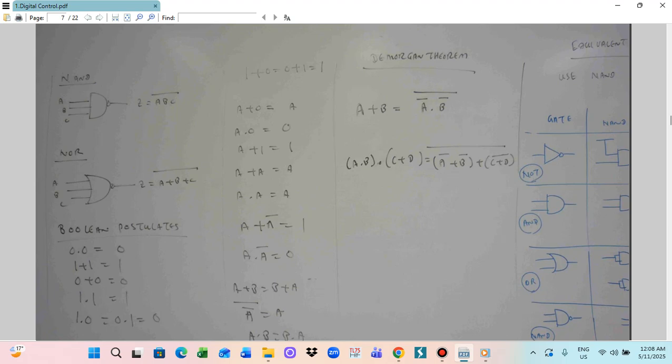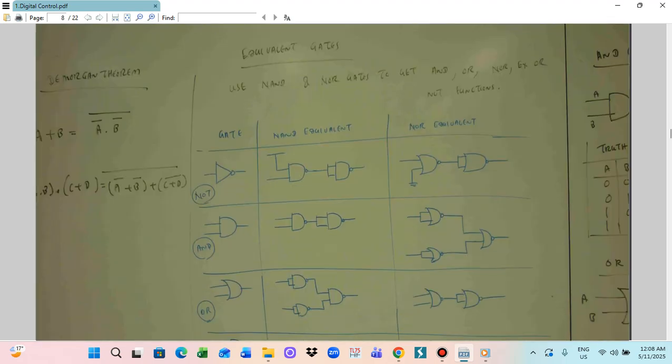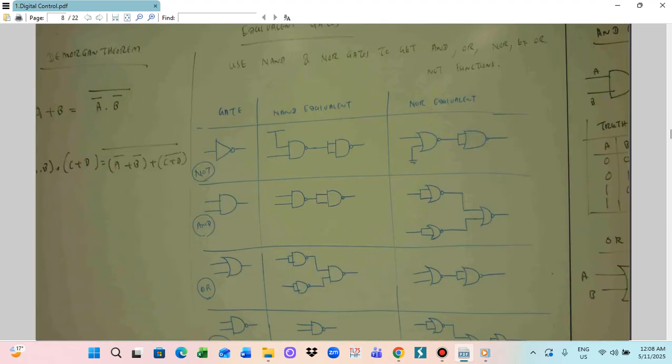So based on the De Morgan theorem and Boolean algebra, we can find the appropriate gate. Sometimes we want the NOR gate, but we don't have the NOR gate, and we only have a NAND gate. In this case, you should be able to utilize the NAND gate to get the NOR function. In the meantime, sometimes you want an AND function, but you only have a NAND gate. So you should be able to connect the NAND gates to get the AND function.